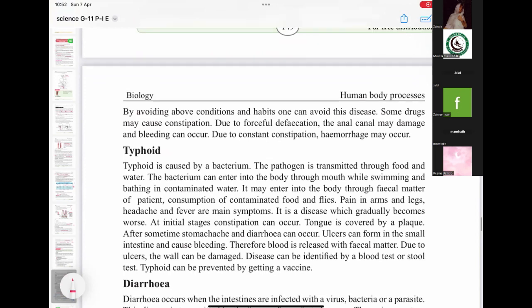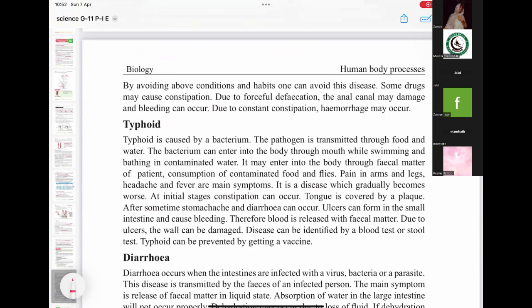Then typhoid. Typhoid is related to a bacterium, I think the name is Salmonella typhi. It can be transported through food and water. It can also enter your body through your mouth when you're swimming or bathing in contaminated water, or through fecal matter, and you will feel pain in your arms and legs, always headache, fever, and so on.